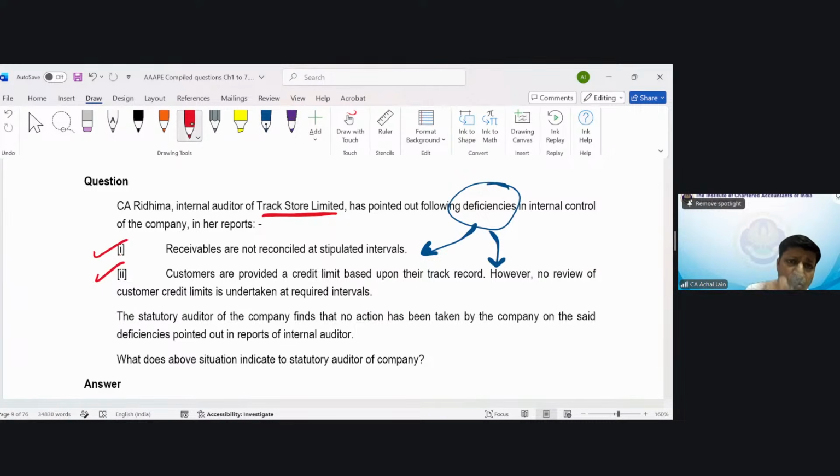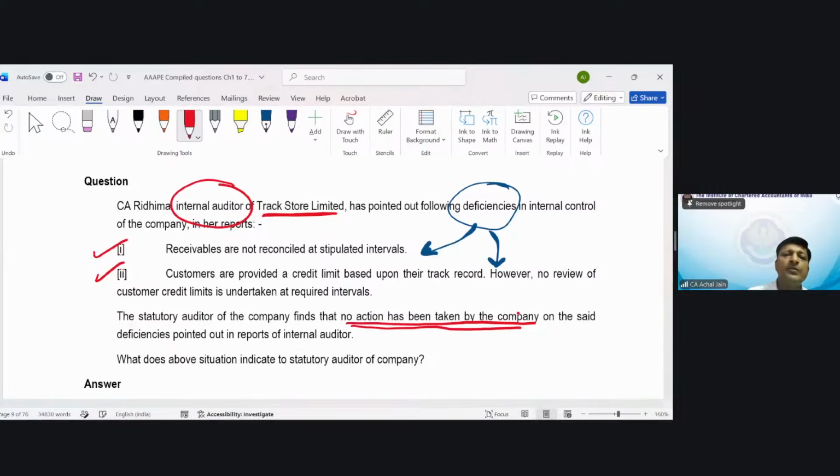These are the deficiencies. Who has pointed them out? Internal. So there's a report from the internal audit perspective. The statutory auditor of the company finds that no action has been taken by the company on the said deficiencies pointed out in the reports of internal audit. Okay. No action has been taken by the company.